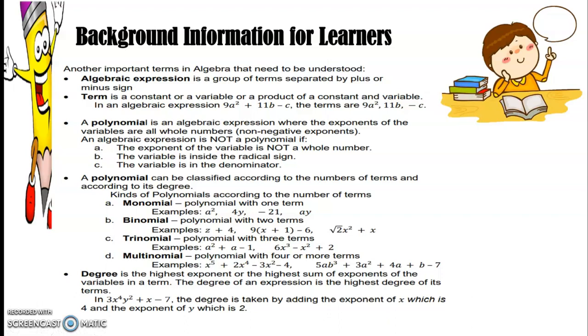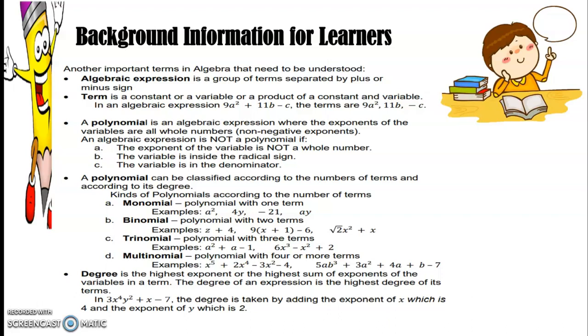Okay? So, pero, kung gina-separate siya sa plus kag minus, these are algebraic expression. Okay? So, terms, tanan sila algebraic expression. Okay? Ariyo na mention man. Next, a polynomial is an algebraic expression where the exponent of the variables are all whole numbers. So, it should be non-negative exponent.